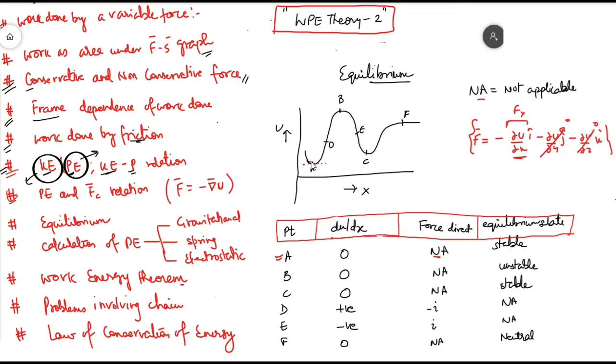And you should be able to see this is a state where the potential energy is locally at a minimum value, so it's going to be a stable equilibrium state.